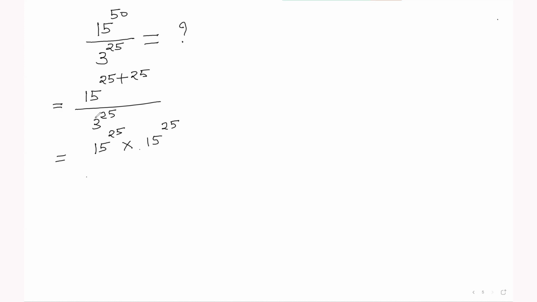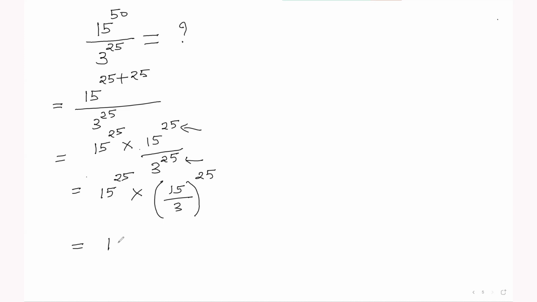In the denominator, I have got 3 power 25, which I can try to write down underneath of this 3 power 25. Now, this power 25 and this power 25 is the same. So I can write down that as everything power 25. And in the bracket, I can try to write down 15 over 3, which will give me 15 power 25. And now 15 divided by 3 is 5.